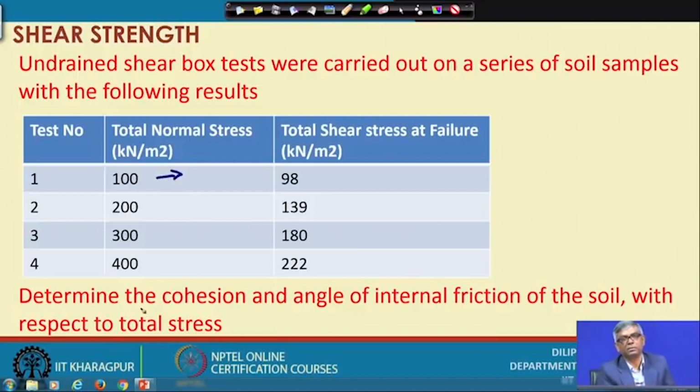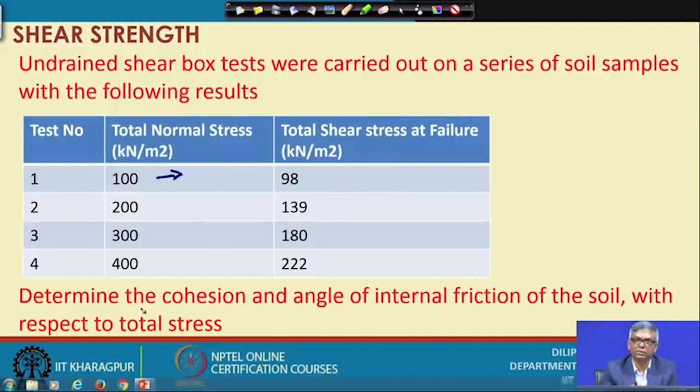You can see when you have applied 100, it is a different test, but to find out the value of the shear parameters, what we need to do is conduct the test on identical samples. That means the shear box has to be filled with a definite amount of soil, so that its void ratio, density and all will remain unchanged.